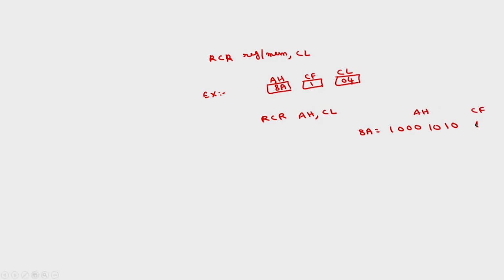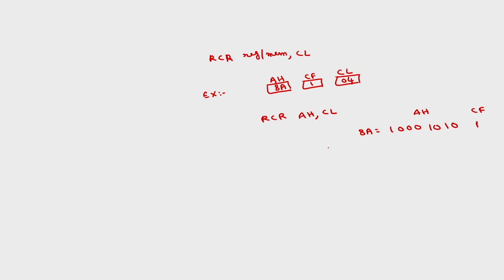If I take the same example, say AH is having some 8A and carry flag is set. And if CL is having say some 4, then this will rotate 4 times. If I write RCR AH comma CL, then after this operation, 8A is equal to 1000 1010 and carry flag is initially set. This is AH contents, this is carry flag contents, this was initially set.